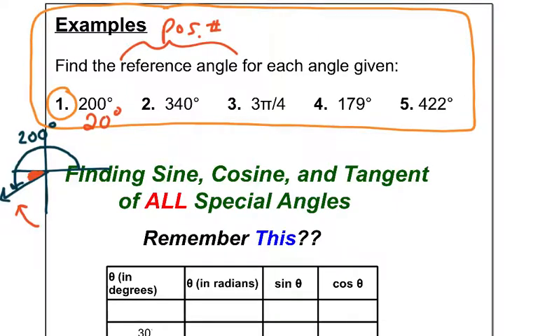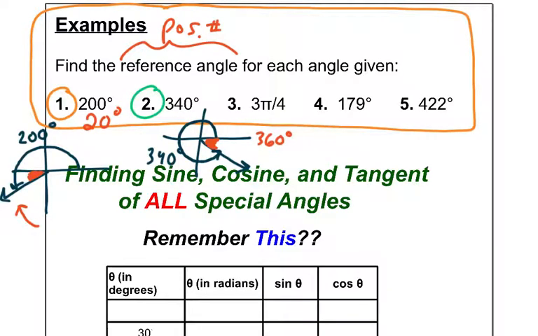How about number 2? Can you draw 340 degrees? I think that's in the fourth quadrant. Let's see. 90, 180, 270, and maybe about 70 more. Okay, that's 340 degrees. My reference angle would be the distance to the nearest x-axis, which is right here. Always x-axis. Well, how far is that? Let's see. I traveled 340, and I know if I kept going all the way, I would get to 0 or 360. So how much further do I need to go?